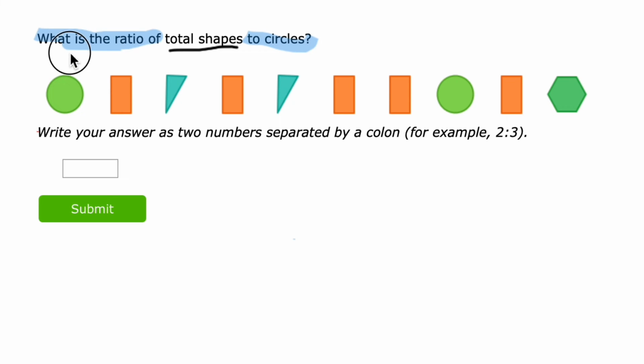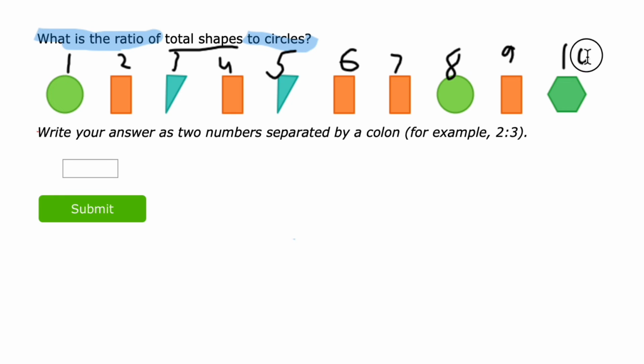1, 2, 3, 4, 5, 6, 7, 8, 9, 10. There are 10 shapes in total.